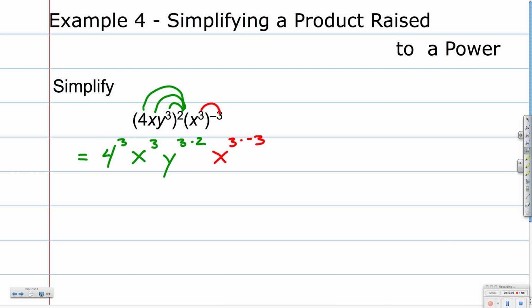So now when I start to simplify this, 4 to the 3rd power is 64. 4 times 4 times 4 gives 64. X to the 3rd can't be simplified right now. Y to the 3 times 2 can be simplified to y to the 6th. And x to the 3 times negative 3 power can be simplified to x to the negative 9.